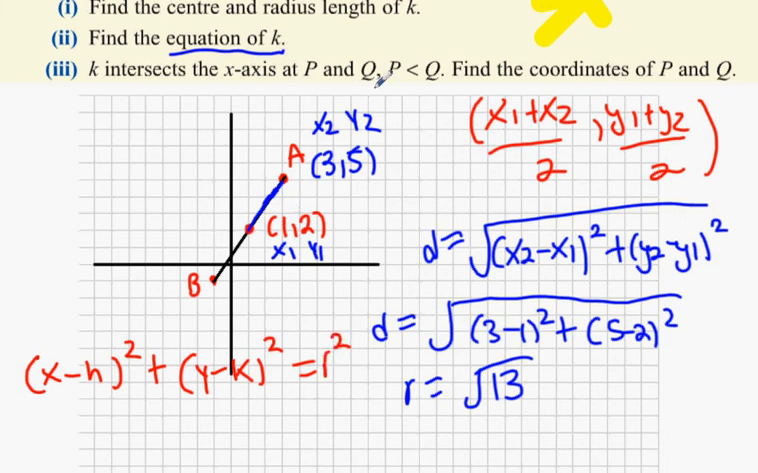(x minus h) squared plus (y minus k) squared equals r squared. Perfect. What's your h value? Is it 3 and 5? Good man, just testing you. It's always the centre of the circle, guys. So if we're to draw this circle here, this is the circle we're talking about.